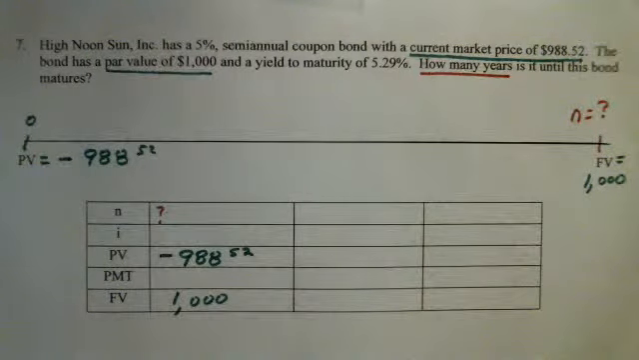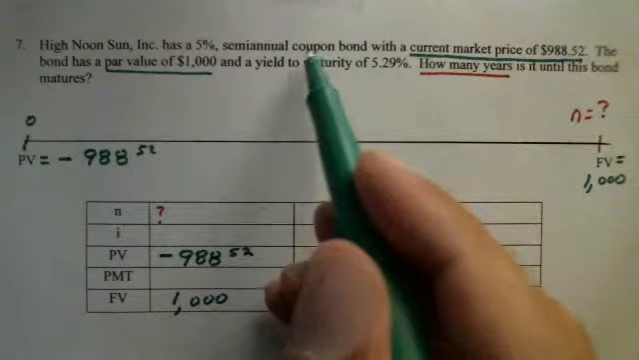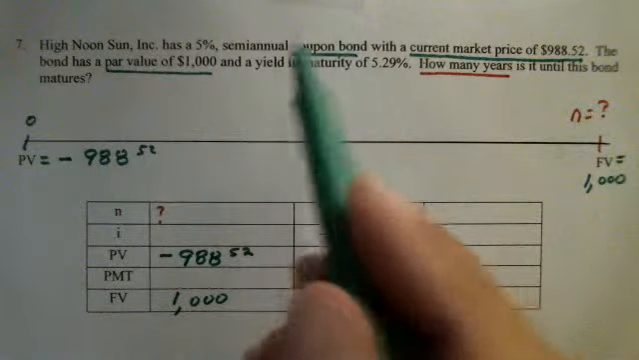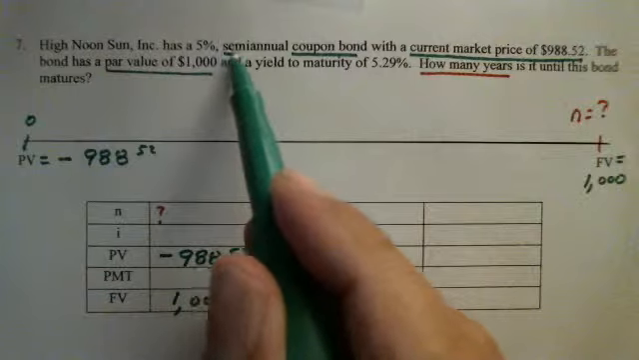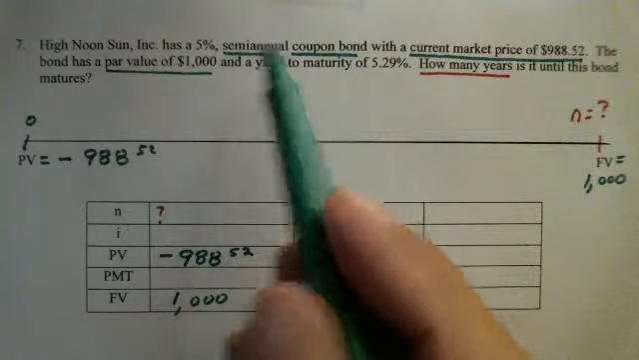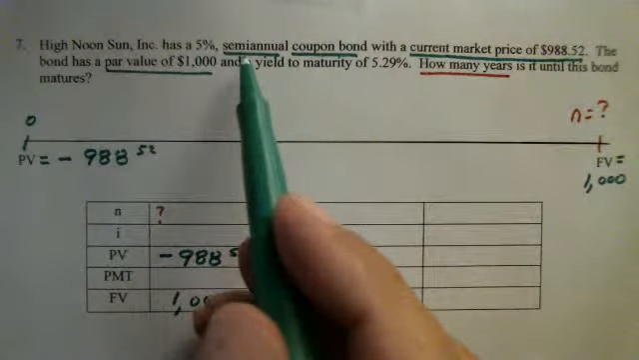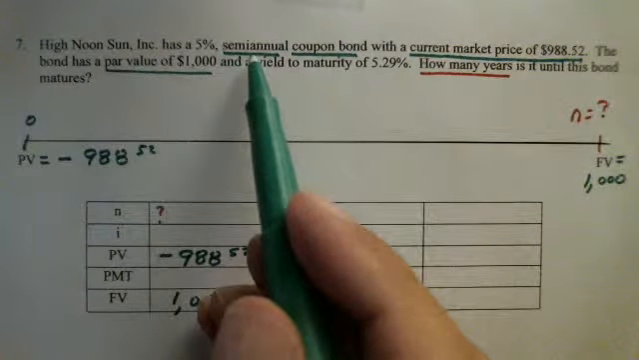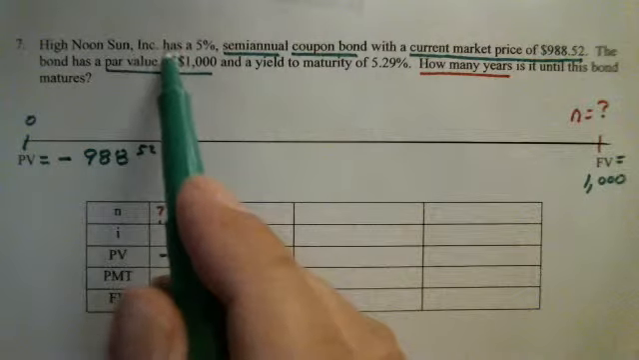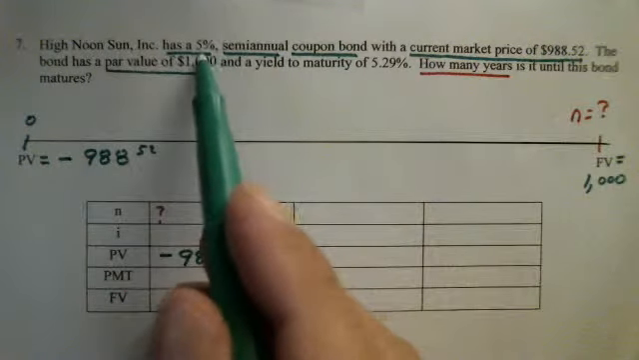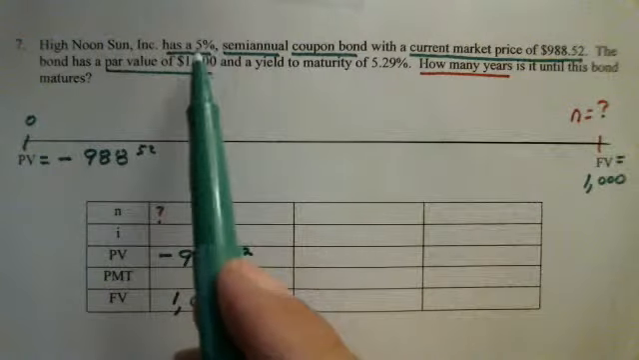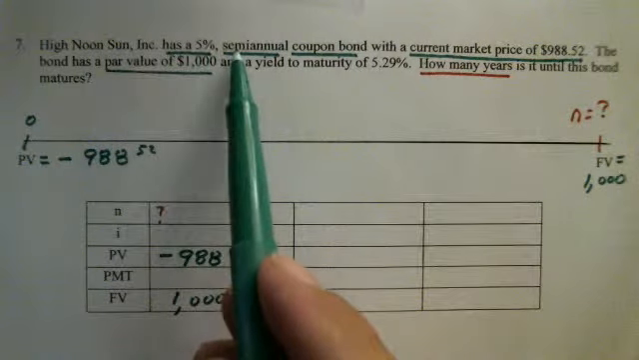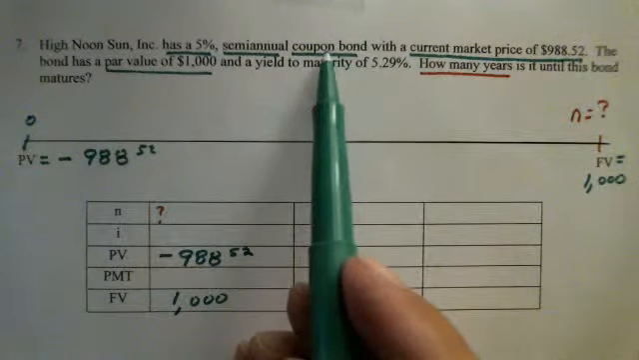Let me show you a few other things that make this problem different from others we've seen. First, it talks about a coupon bond. It is also semi-annual. Now, what that means is that whatever the bond is paying, it is paying it twice a year. Now, let's be careful. Let's first of all pick up the actual amount here of 5%. Putting these things together, a 5% semi-annual coupon bond.